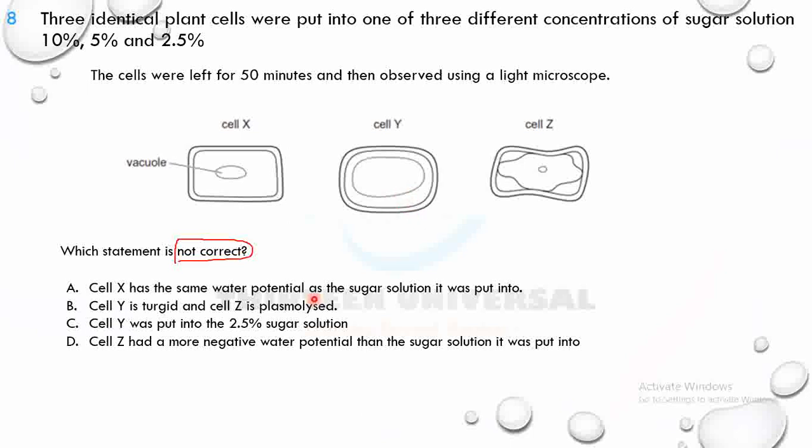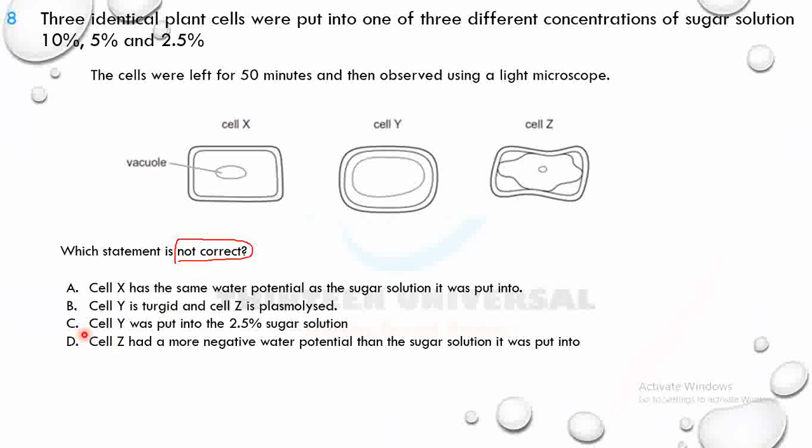So cell Y is turgid, and cell Z is plasmolyzed. Here you can see cell Z plasmolyzed. How do we know? The cell membrane is withdrawing from the cell wall. You can see this is cell membrane withdrawing from cell wall. Okay, so that's plasmolyzed. So statement option B is correct. We are looking for what is not correct.